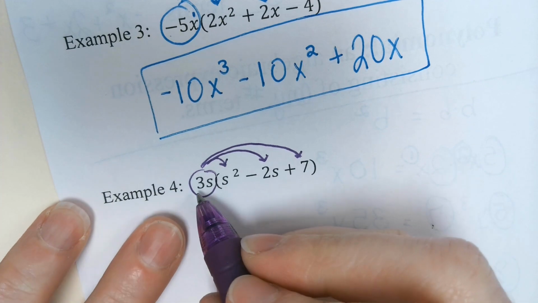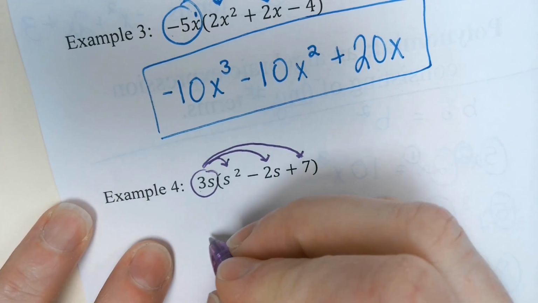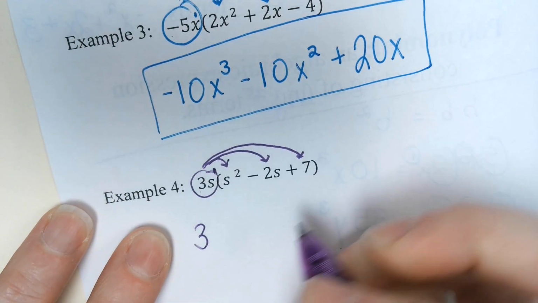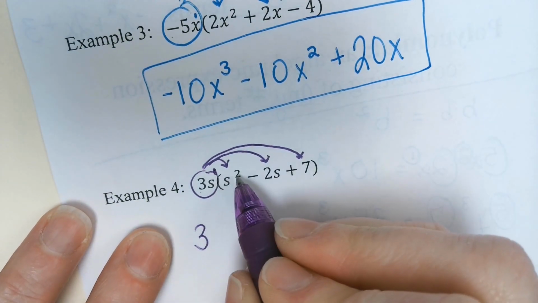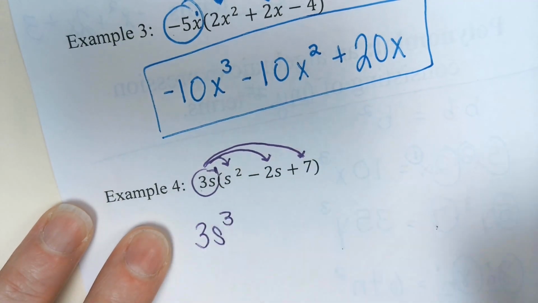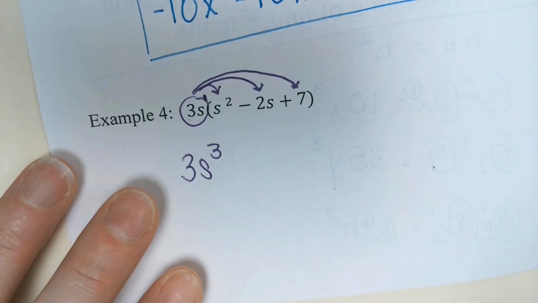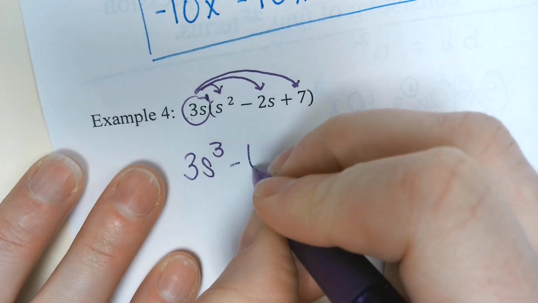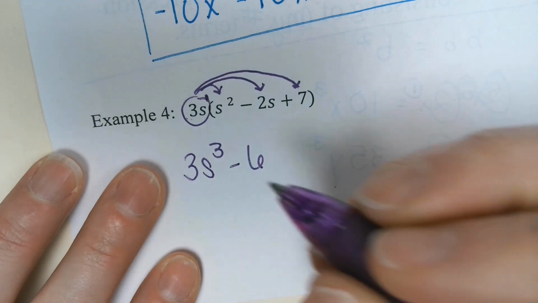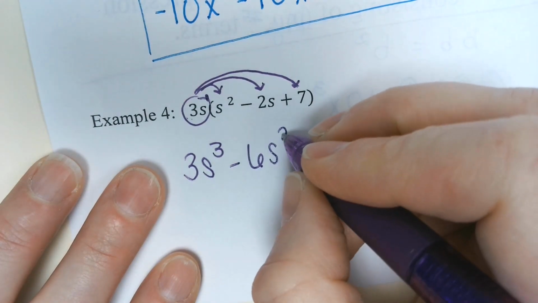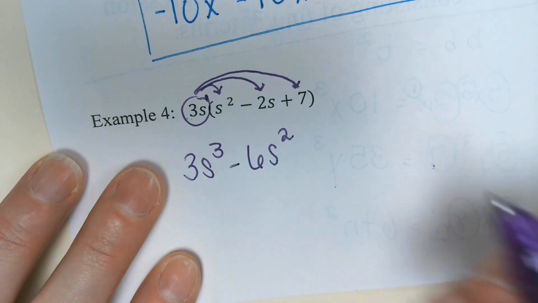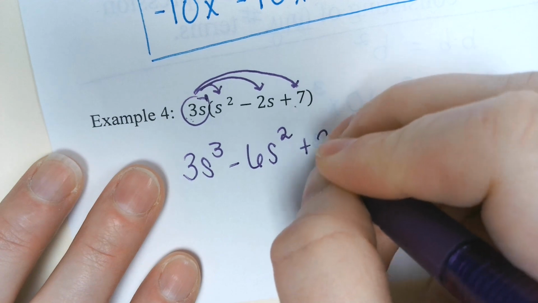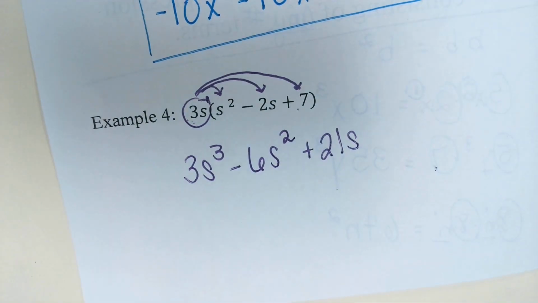Okay, so let's see how you did. 3s times s squared. So you still have the 3. Now you add your s's. This would be the first power. So now a first power and a second power make a third power. 3s cubed. 3 times a negative 2, negative 6. And then s times s, s squared. And then 3s times 7. 3 times 7 is 21. And then it just has the s on there.